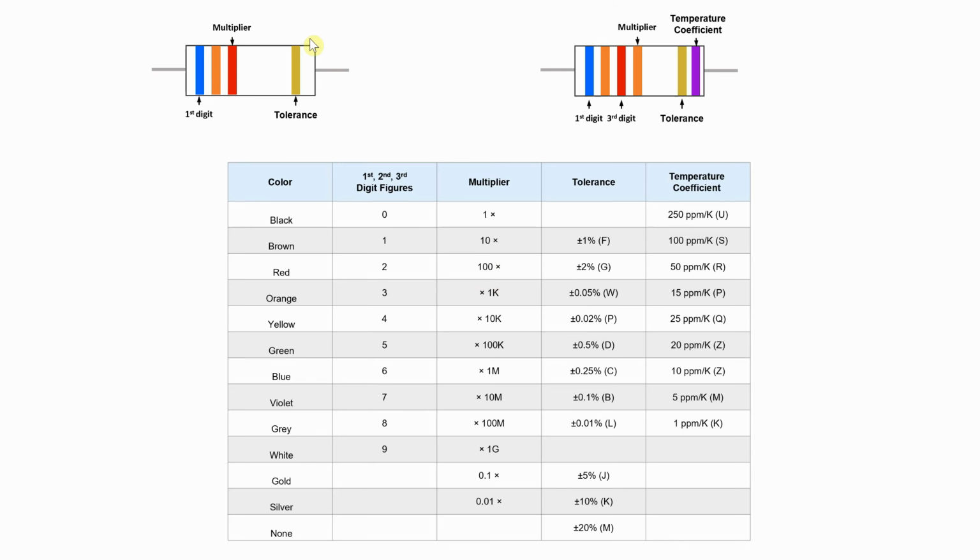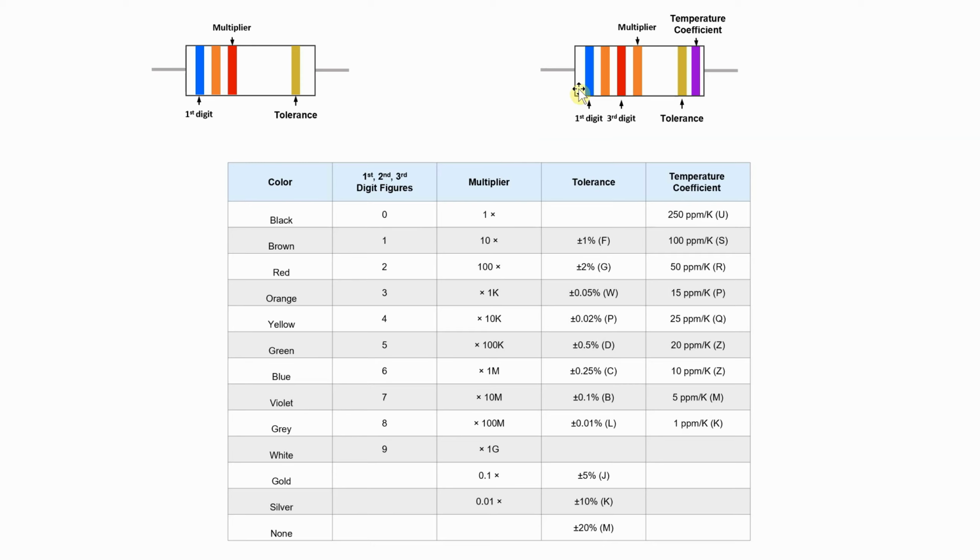You have another value, the tolerance. The tolerance can be 1%, 5%, depending on the color. For example, you have a gold tolerance here, which is 5%. It means the value of the resistance will be 63 kilo ohm plus minus 5%.